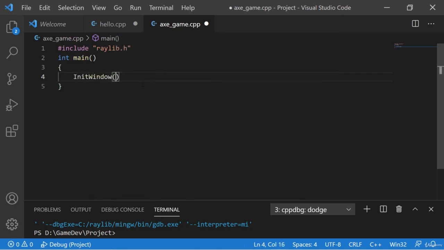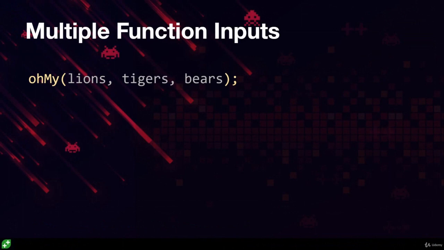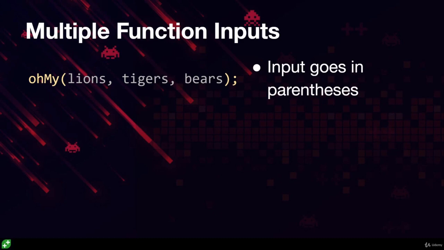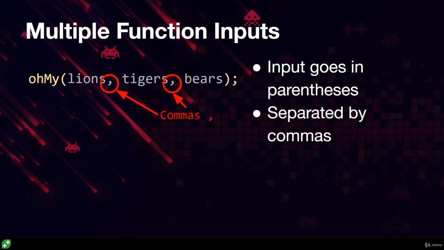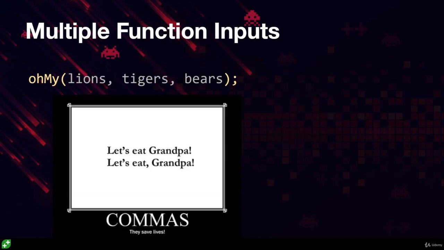Now this is one of those functions that requires input, and it takes multiple inputs. You see, functions can have more than one input parameter. To call a function that takes more than one input parameter, we put the input into the parentheses separated by commas. Commas are just as important in C++ as semicolons. Leaving out commas is all fun and games until someone's eating grandpa.